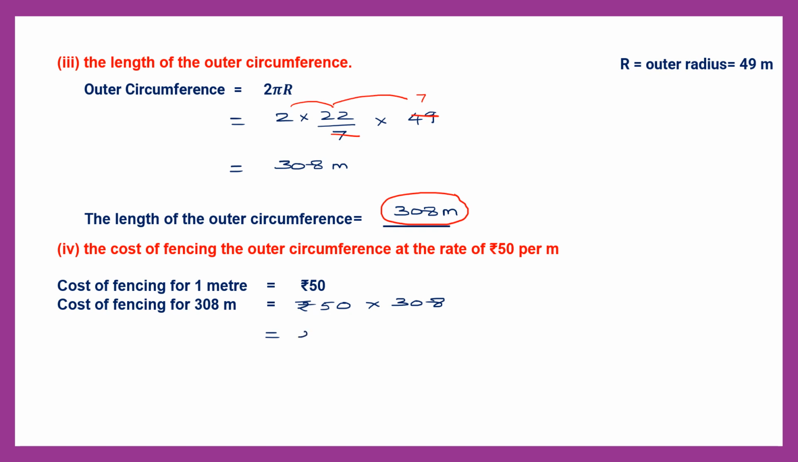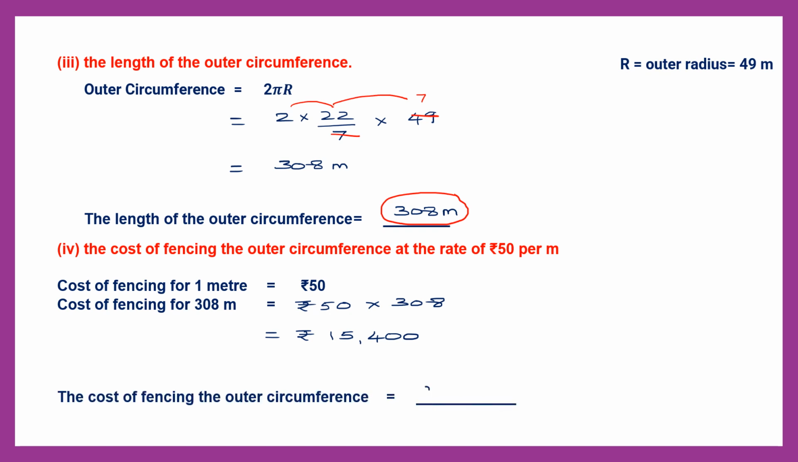And that is 15,400 rupees. So this is the cost of fencing the outer circumference at the rate of 50 rupees per meter. So let's write our final answer. Cost of fencing the outer circumference is 15,400 rupees. So this is our final answer here.